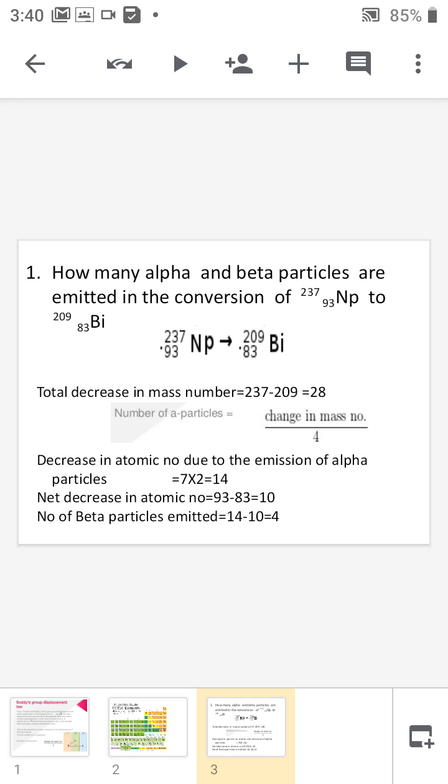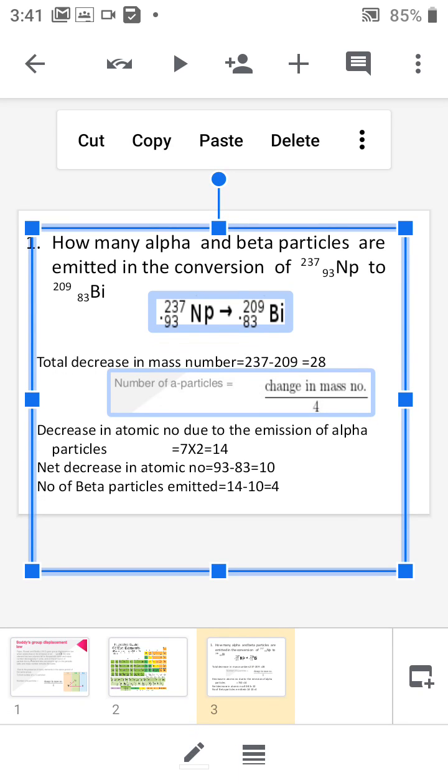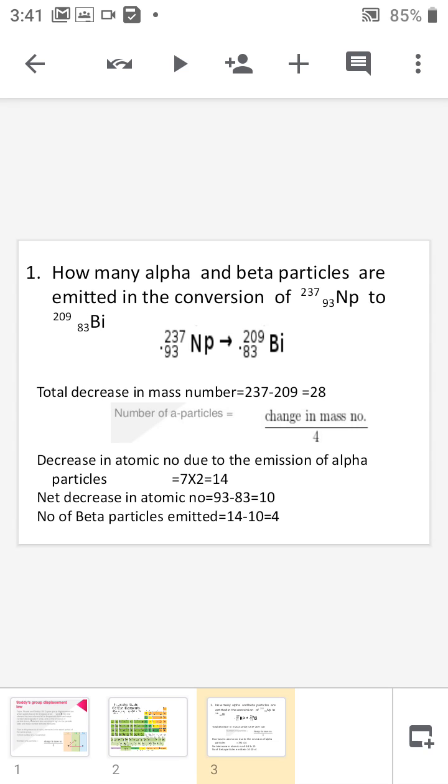This is the problem. This type of problem is very important in the university question, and similarly the statement of the group displacement law is also important. Thank you.